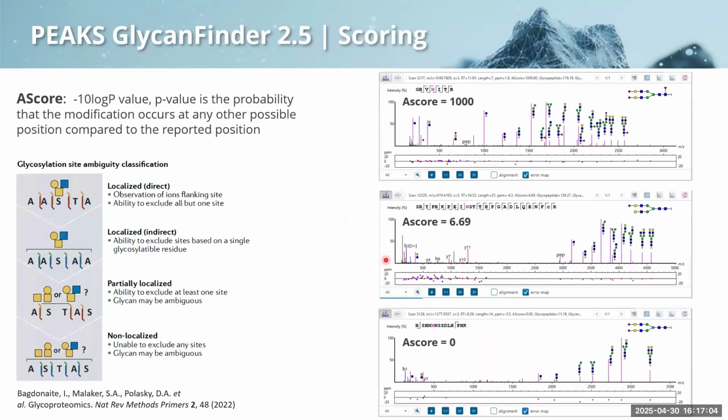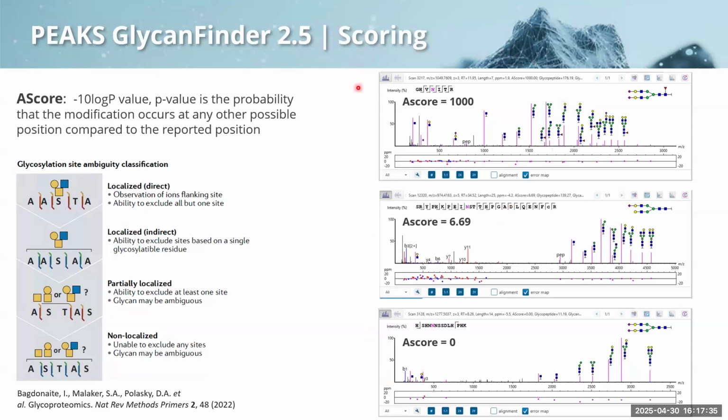So I'll go into a little bit more detail with the A score and S score. So the A score can be interpreted as a -10 log p-value, where the p-value is the probability that the modification occurs at any possible position other than the reported position. So essentially the probability that we made the wrong assignment. So a higher A score is better than a lower A score. And I have a few examples of some scenarios that you might encounter with this.